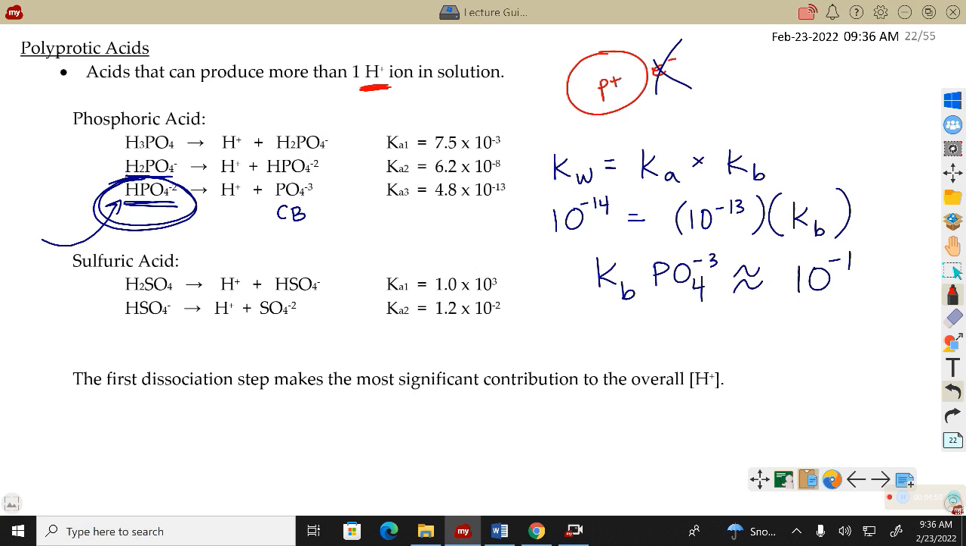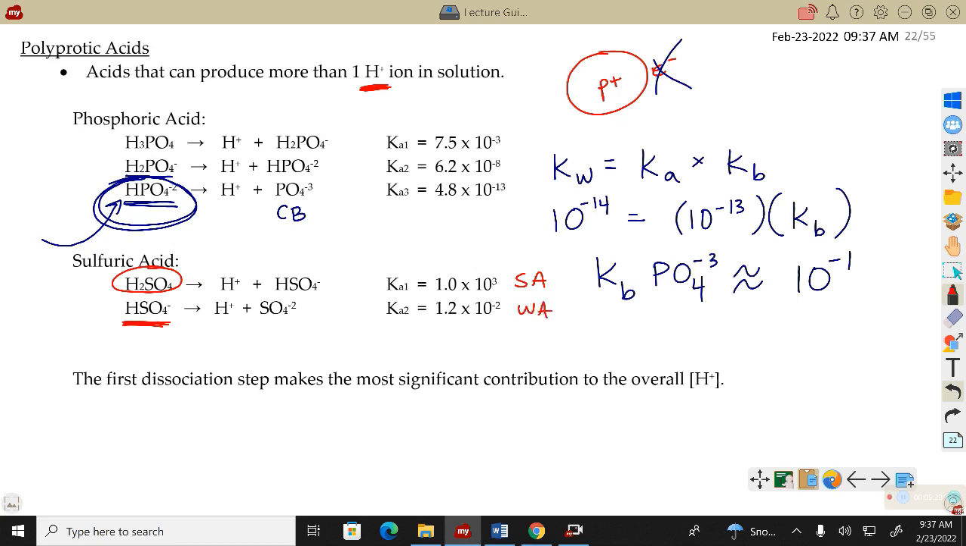values. Ka1 is large, it's greater than 1, meaning that this is a strong acid. H2SO4, sulfuric acid, is a strong acid, but only the first hydrogen dissociates 100%. Because then when I look at the second dissociation, I've got the hydrogen sulfate ion, and now its Ka is less than 1. So the hydrogen sulfate ion is a weak acid.